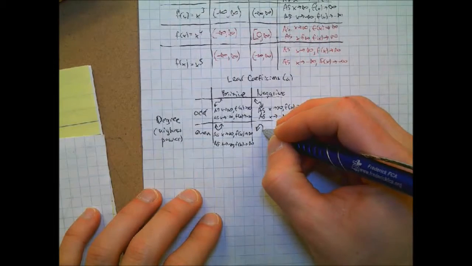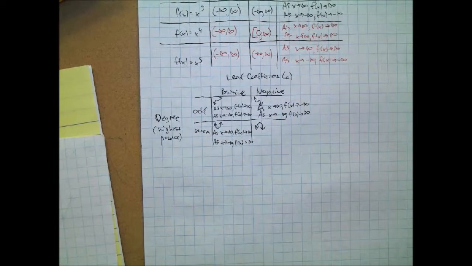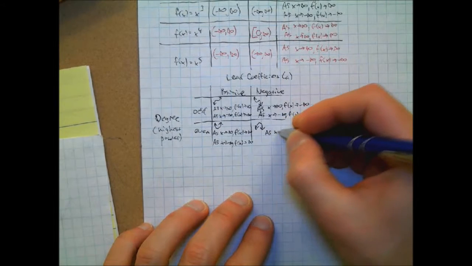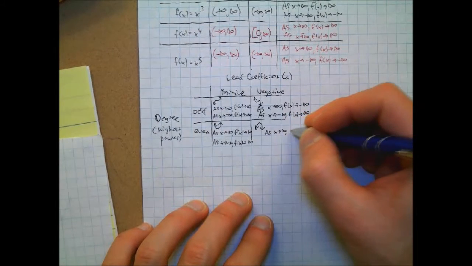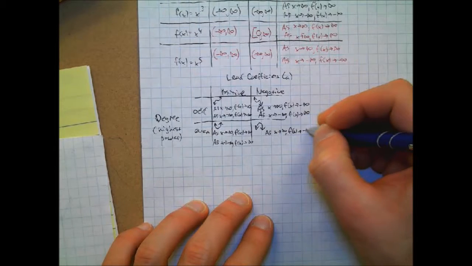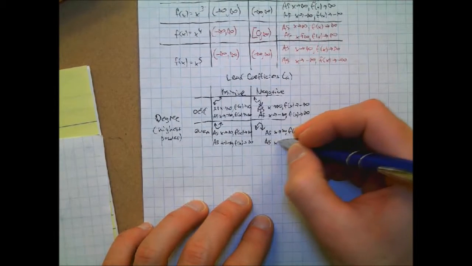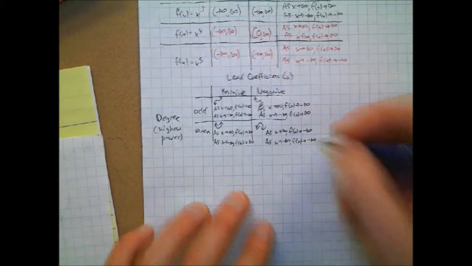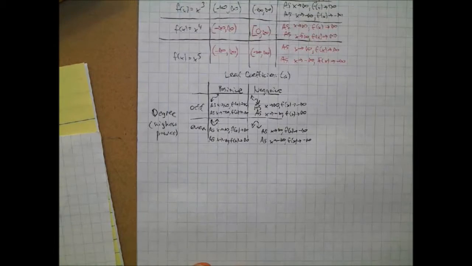Okay, and then for the even and negative, you're going to get end behavior like that. So as x goes to infinity, f of x will go to negative infinity. And as x goes to negative infinity, f of x will go to negative infinity. Okay, just like that.